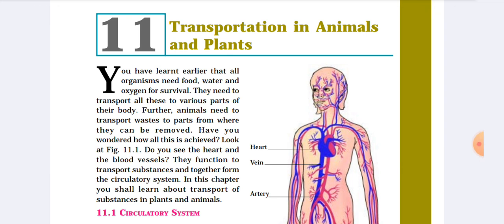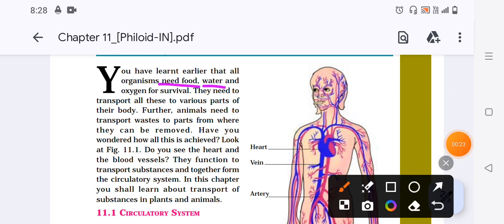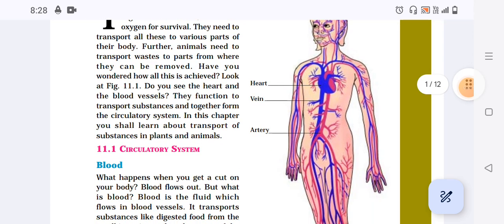NCERT क्लास 7। तो हम सबको पता है कि कुछ वाइटल इंग्रेडिएंट्स हैं जो हमें सर्वाइवल के लिए नेसेसरी होते हैं। वह है फूड, वाटर एंड ऑक्सीजन। ये हमें सर्वाइवल के लिए चाहिए होते हैं। नाउ अब ये हमारी बॉडी में आ तो गए और हमें इन्हें ट्रांसपोर्ट करने की भी ज़रूरत पड़ती है। इन्हें हम ट्रांसपोर्ट कैसे करते हैं?